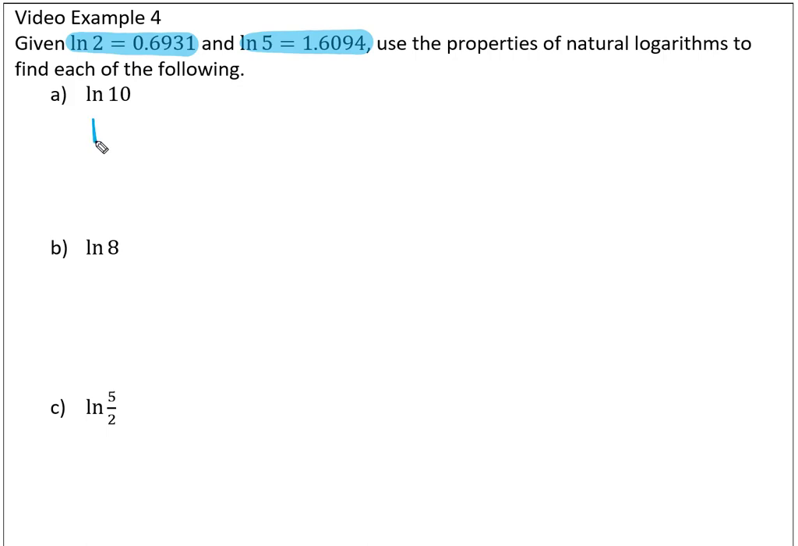So the first one is ln of 10. That's ln of 2 times 5. And multiplication inside the logarithm turns to addition of 2 separate logarithms. And so all I have to do is substitute these values in.